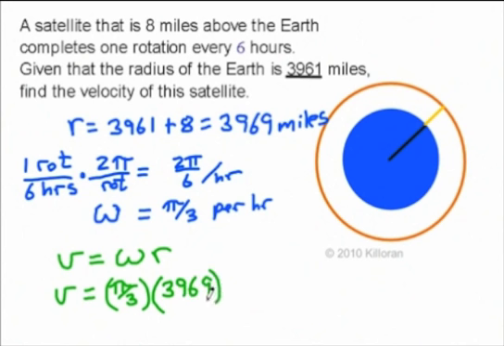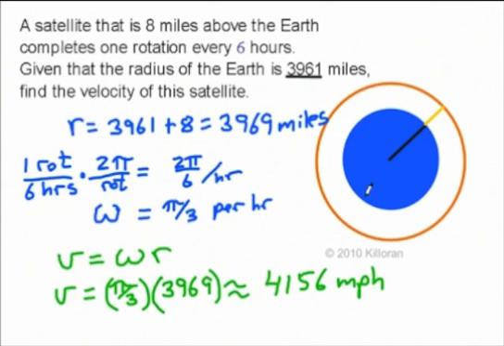3,969 miles. So when we're all done with this, we're going to have miles on the top and an hour on the bottom, which will be miles per hour. So this is equal to, well, actually I should say approximated by, so the satellite is traveling at about 4,156 miles per hour.